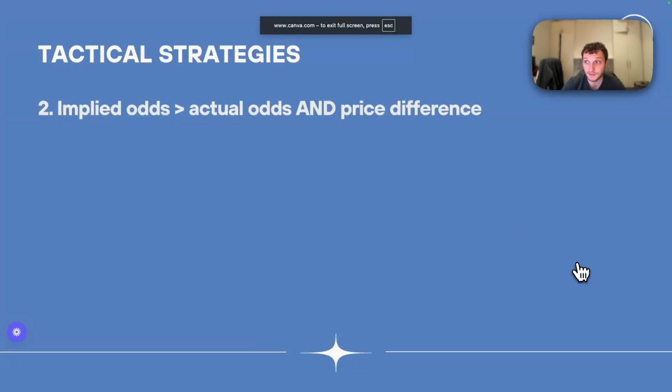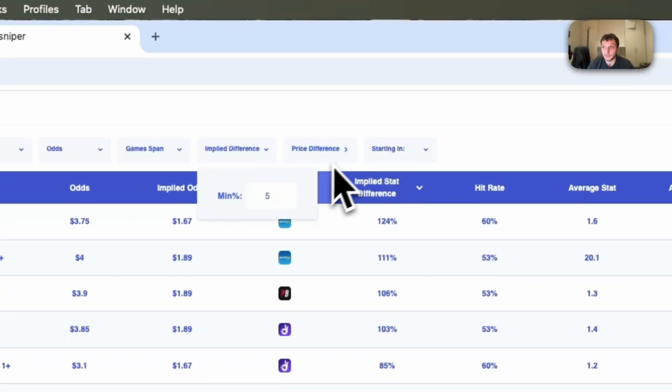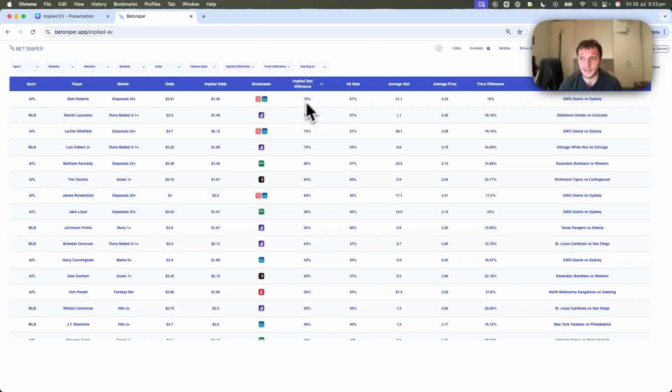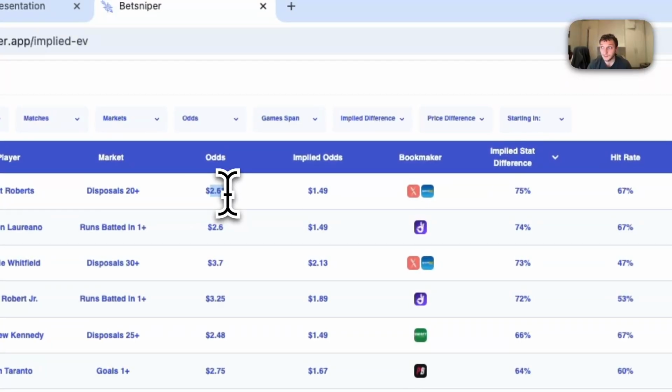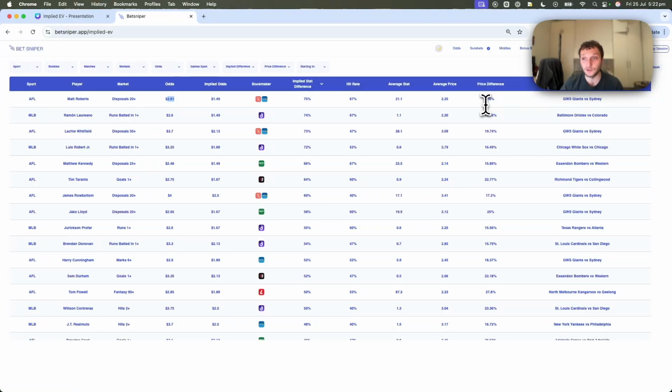The next strategy is looking at bets where you've got implied odds greater than the actual odds, but then you've also got some large price difference on those markets as well. So you want to maybe filter the price difference and have this at like 15%. So now we're looking at bets where we've got good historical stat difference, the difference between the odds and the implied odds. And then we've also got maybe some value just on the market, because the rest of the market is pricing this at 2.25 and we can get 2.61. And so this can just be another good parameter to run through to see if there's any value on top of the historical data giving you some value.